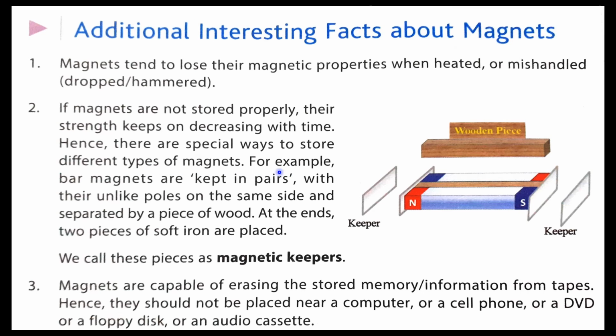For example, bar magnets are kept in pairs with their unlike poles on the same side and separated by a piece of wood. You can see here in this picture. At the ends, the two pieces of soft iron are placed. We call these pieces magnetic keepers.